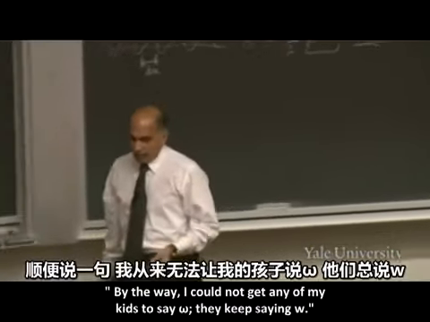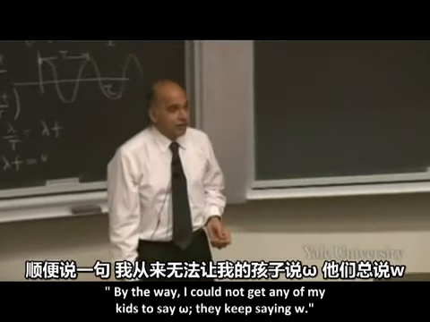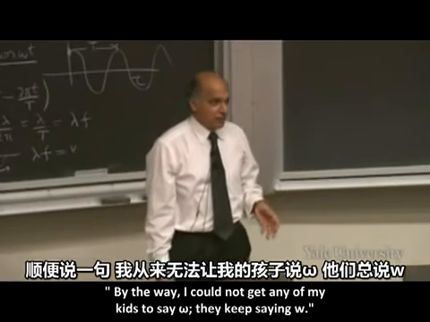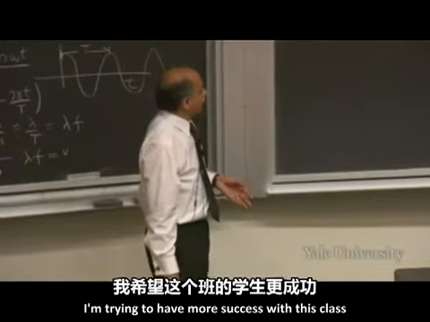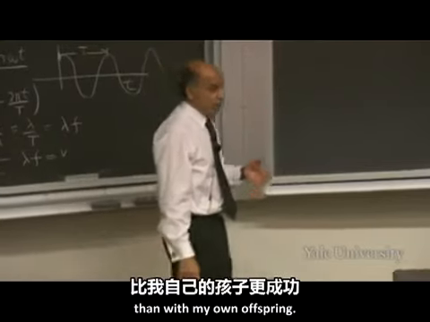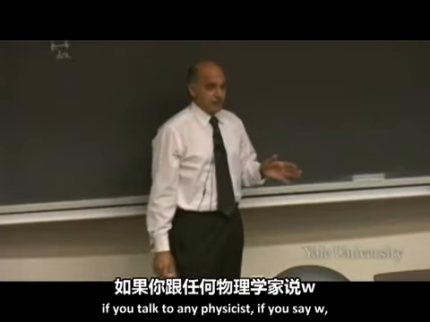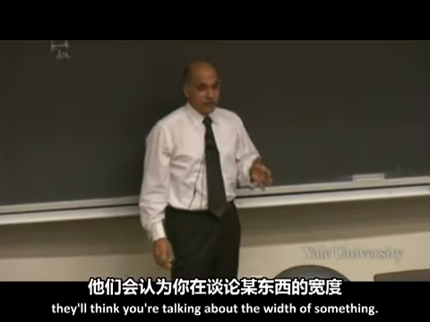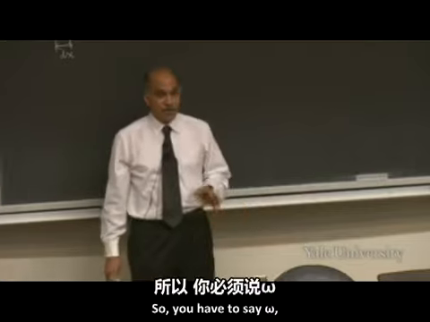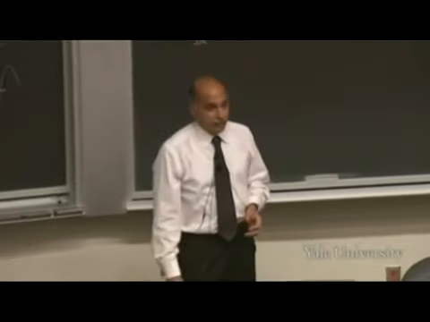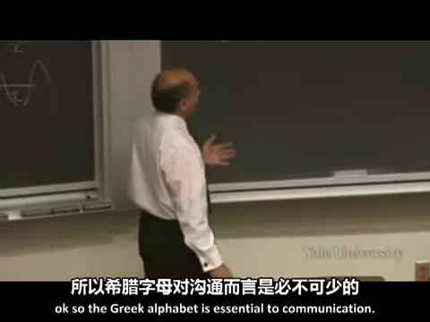By the way, I could not get any of my kids to say omega. They keep saying W. I'm trying to have more success with this class than with my own offspring. But if you go to the outside world, if you talk to any physicist, if you say W, they'll think you're talking about the width of something. So you have to say omega. Okay, so Greek alphabet is essential to communication.